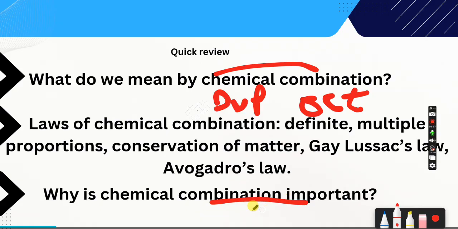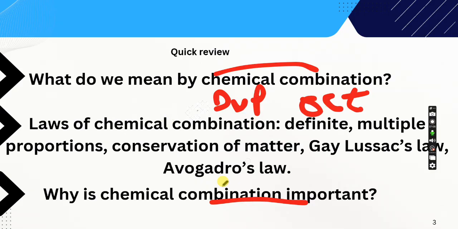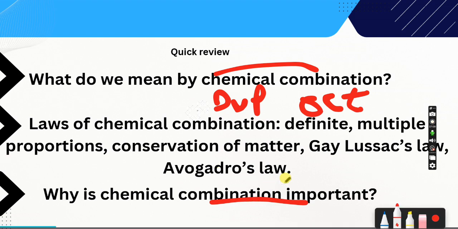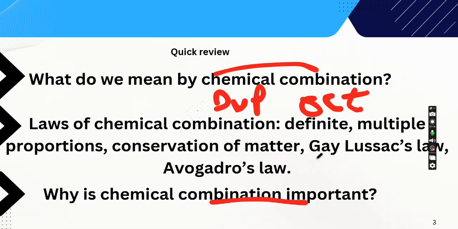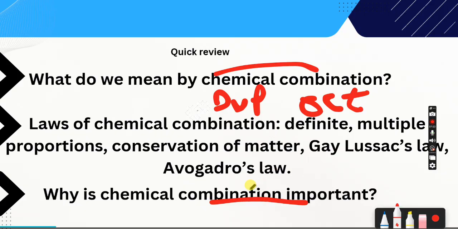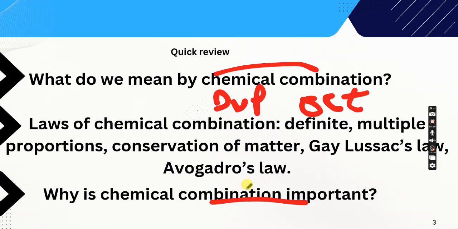Another important point is the formation of new substances. Without chemical reaction, we cannot have something like salts. Chemical combination is the basis of the formation of all matter that we have, because a particular element is going to react with another to form another substance, and that will still react with another one to form another one. So it leads to the formation of substances.